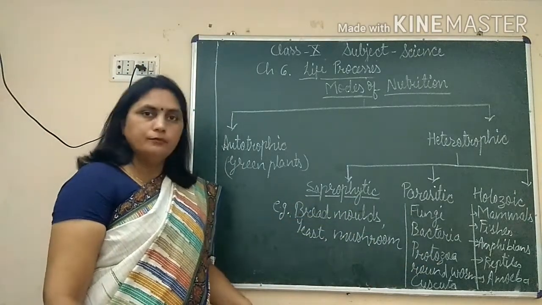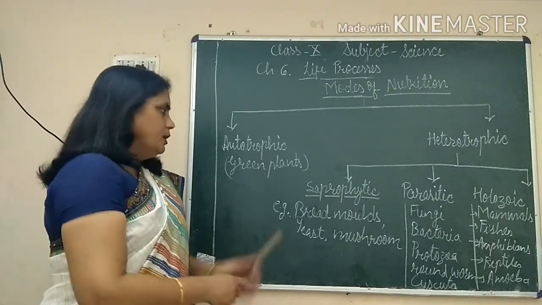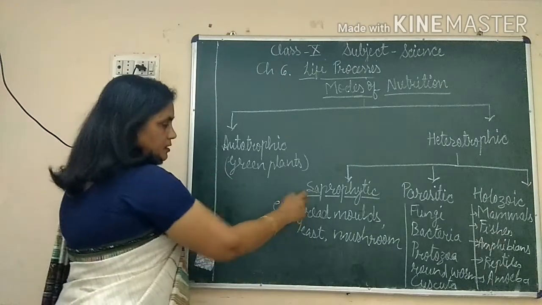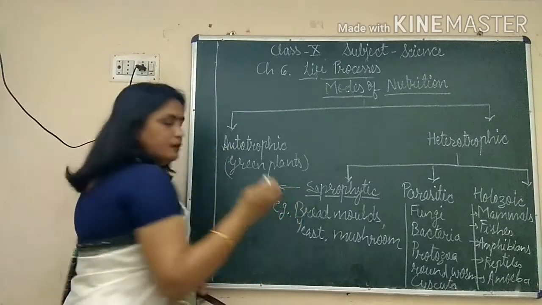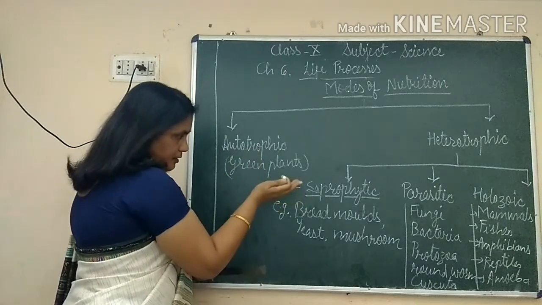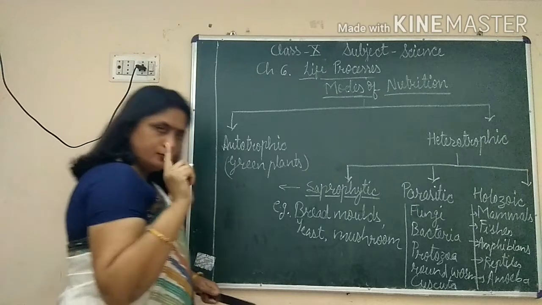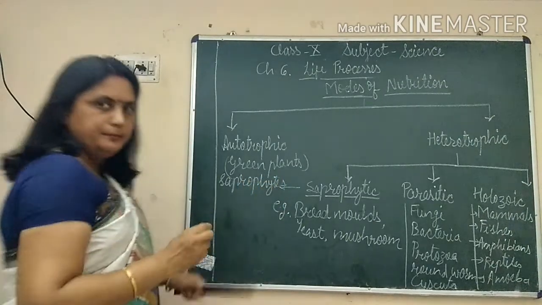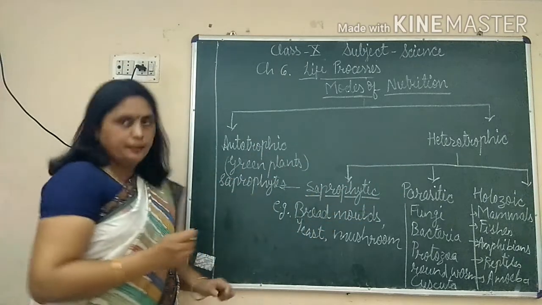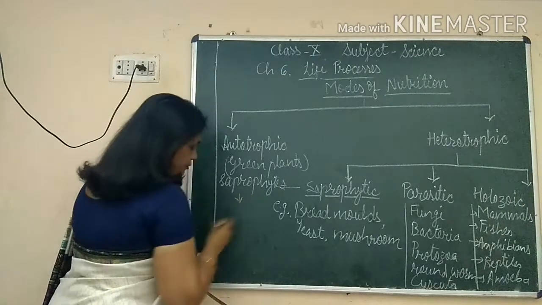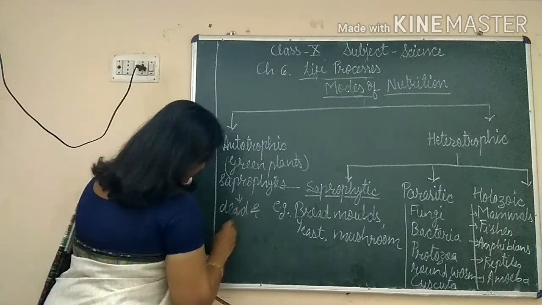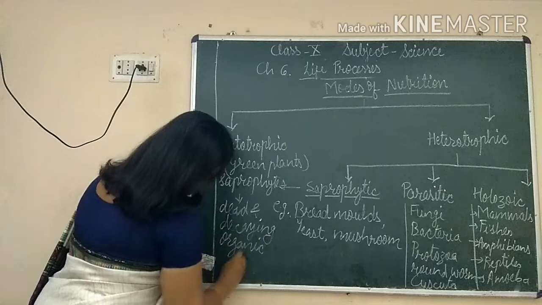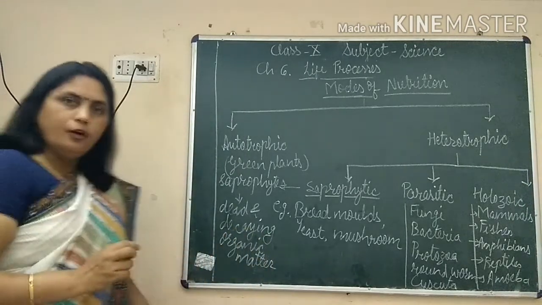First of all, the saprophytic mode of nutrition. In this type of nutrition, the organisms take their nutrition from dead and decaying matter. The organisms which show the saprophytic mode of nutrition are called saprophytes. Okay, some are called autotrophs, some are called heterotrophs, these are called saprophytes. So what these saprophytes do, they get nutrition from dead and decaying organic matter.